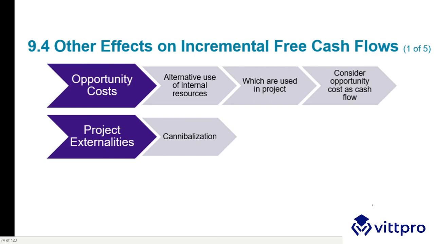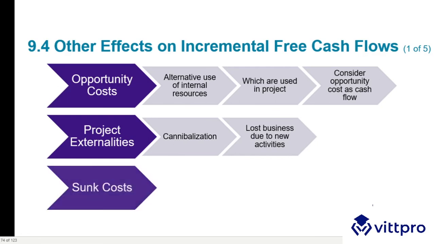Then you have other project externalities, meaning this project may be killing your existing business, right? That is called cannibalization. Maybe if you want to launch a new product, it may hit the sales of an existing product. In that case, you need to consider the loss of sales from the existing product as well, otherwise your project evaluation will not be complete. You may have lost business due to the new activities.